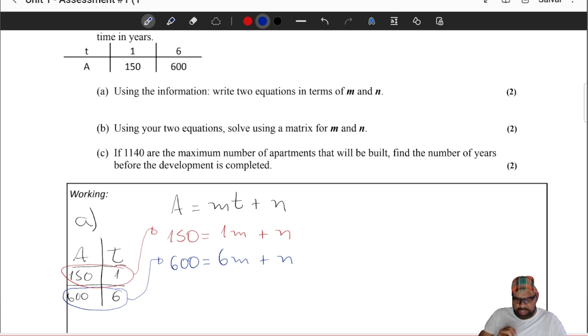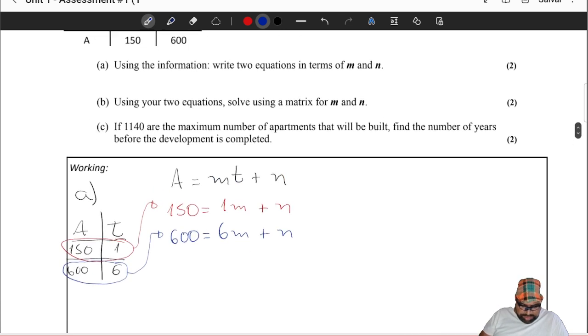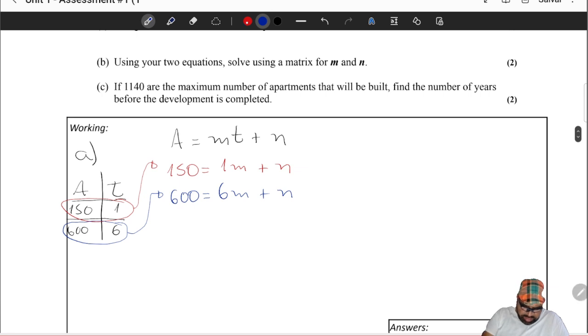Let's go towards here. Let's work a little bit more. Then the first one is 150. Guys, to make it easier, I will move 150 to the end because I have to do the next one solving with a matrix, okay? I just moved 150 and 600 to the end, but kept the same equation. 1M plus N equals 150. 6M plus N equals 600. Next one, B. A is done. Using your two equations, solve using the matrix for M and N. Let's go here. A is done. I'll solve B here.